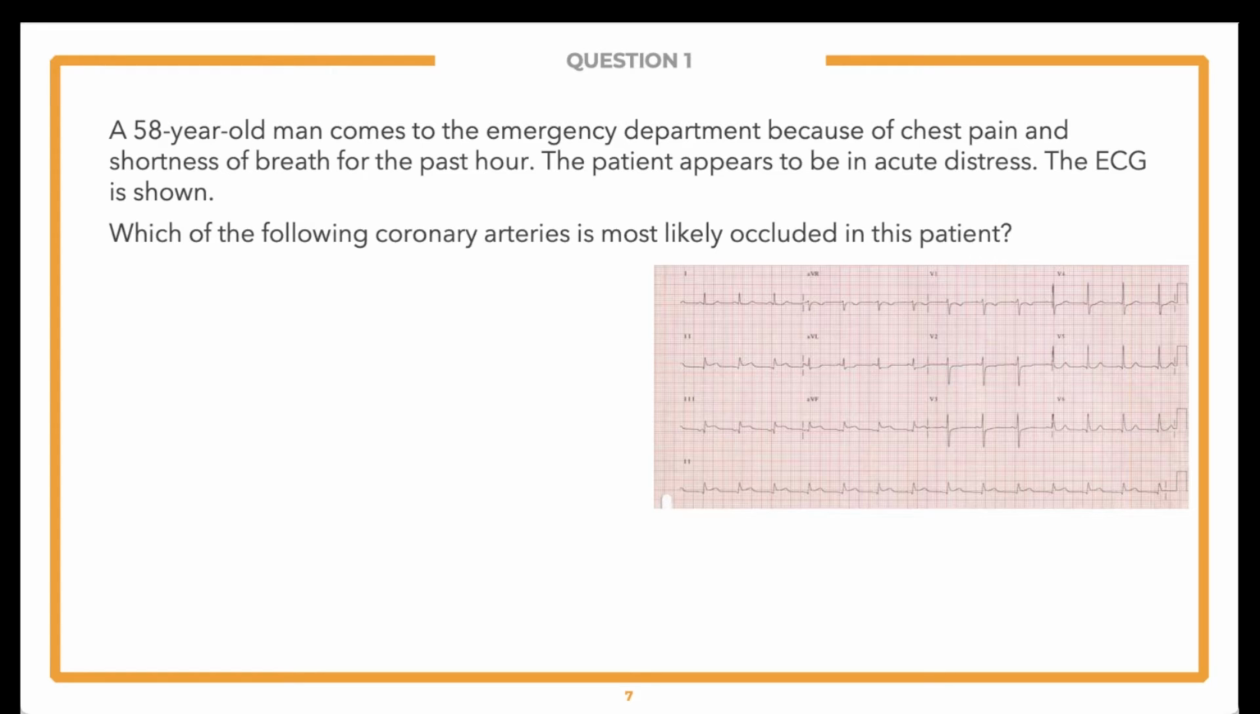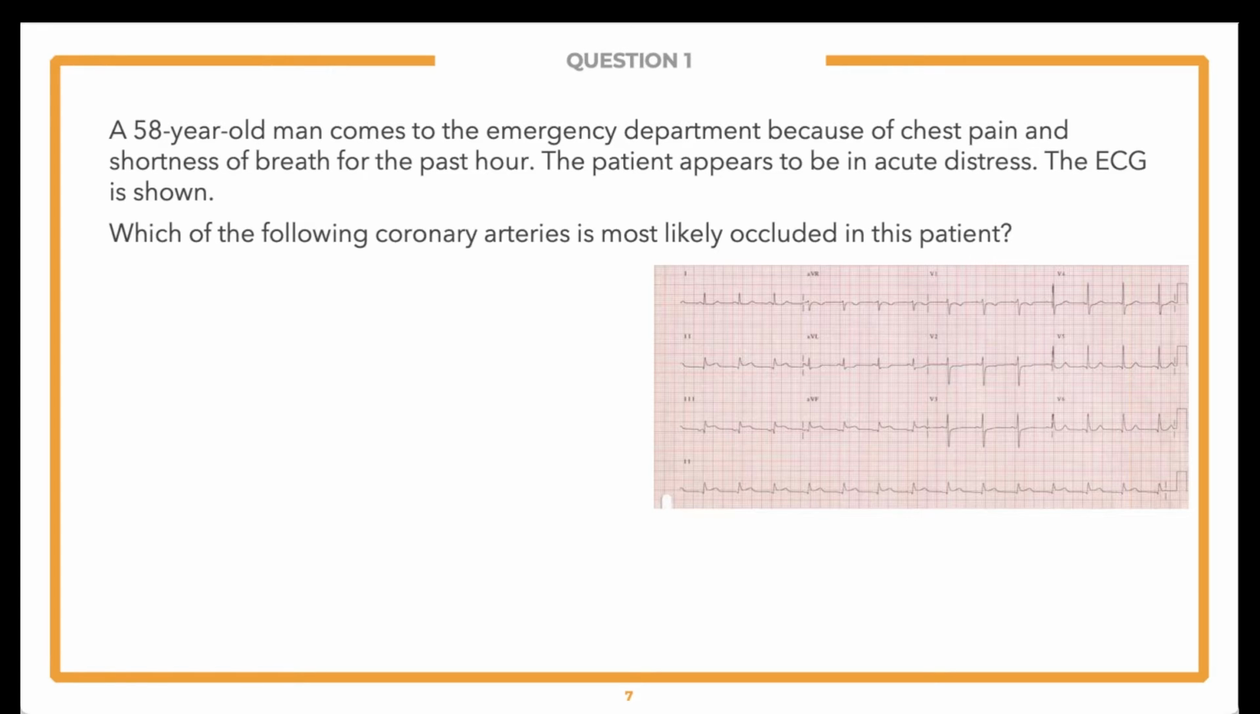In this case, it is, which of the following coronary arteries is most likely occluded in this patient? Okay. And obviously in this question, you've got an ECG. So again, you've got a little bit of data before you even read the vignette. Okay. So let's read the vignette. A 58-year-old man comes to the emergency department because of chest pain and shortness of breath for the past hour. The patient appears to be in acute distress. The ECG is shown. So again, which of the following coronary arteries is most likely occluded in this patient?